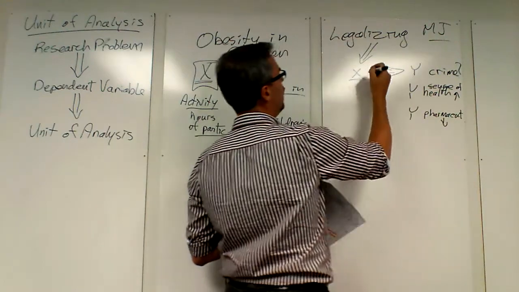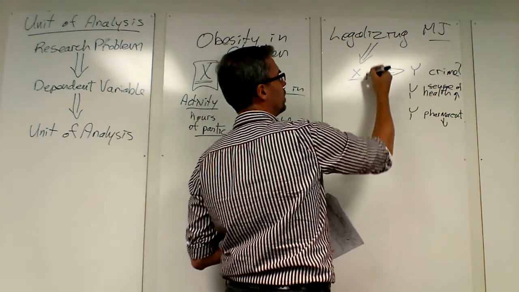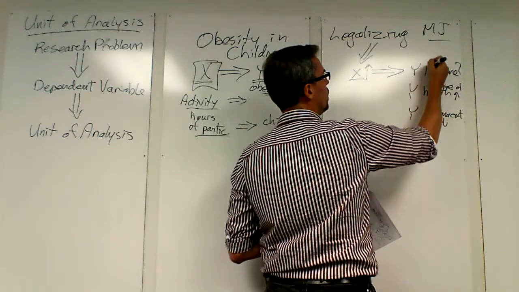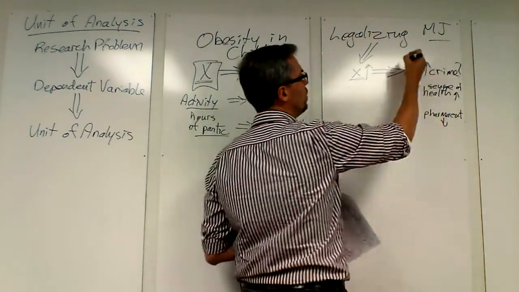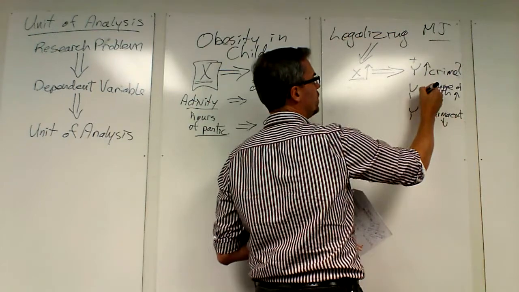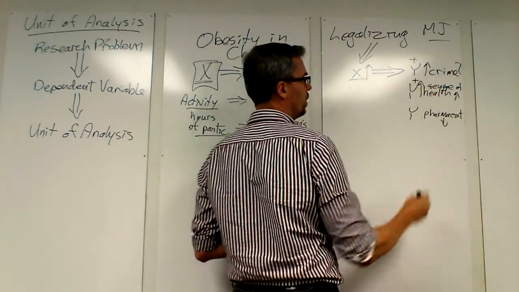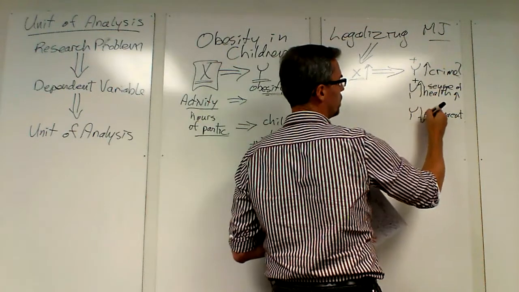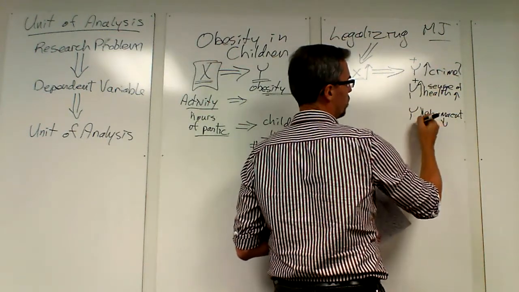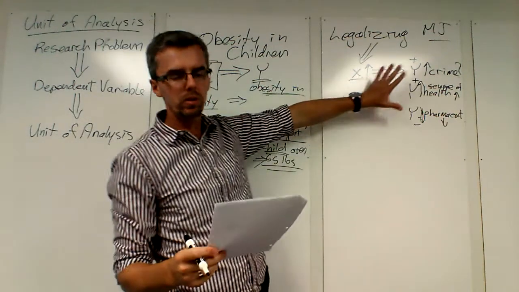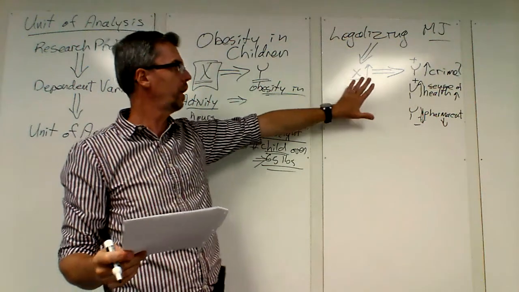So if more states legalize marijuana, so we're increasing the legalization of marijuana, will crime go up? Where our hypothesis would be a positive correlation. Would the sense of health and well-being go up? So we're arguing a positive correlation. Would the use of pharmaceuticals go down? So we're arguing a negative correlation. So we've got three different hypotheses here. So we're going to talk about hypotheses on there as well.